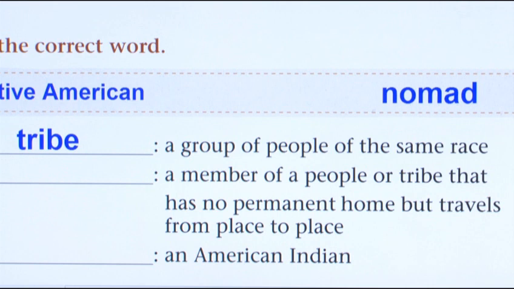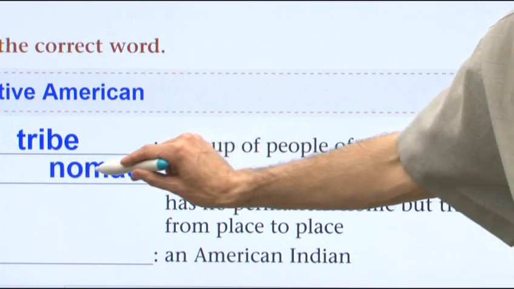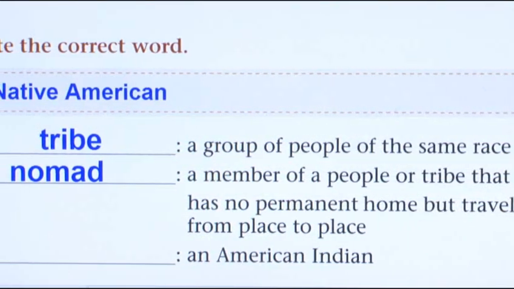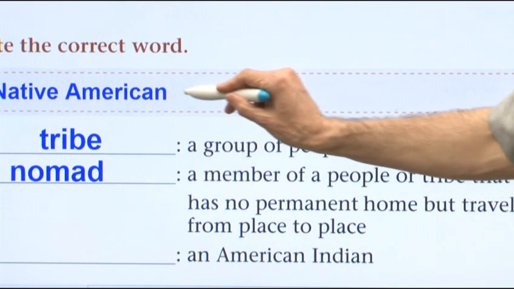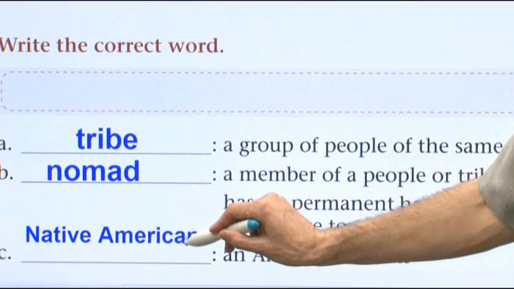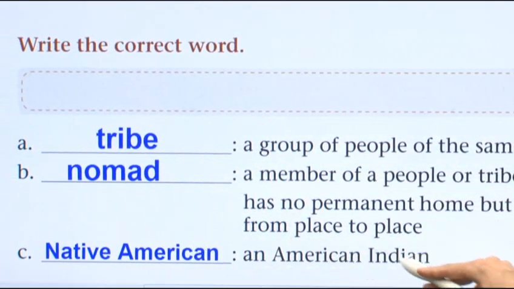B, a member of a people or tribe that has no permanent home, but they travel from place to place. Now, which word is it that travels from one place to another place, always moves their home? And the answer is nomad, right? The nomad people, or people who are nomads, they do not stay in one place. They move from one place to another. And an American Indian is a Native American. Same thing. American Indian, the good phrase is Native American.